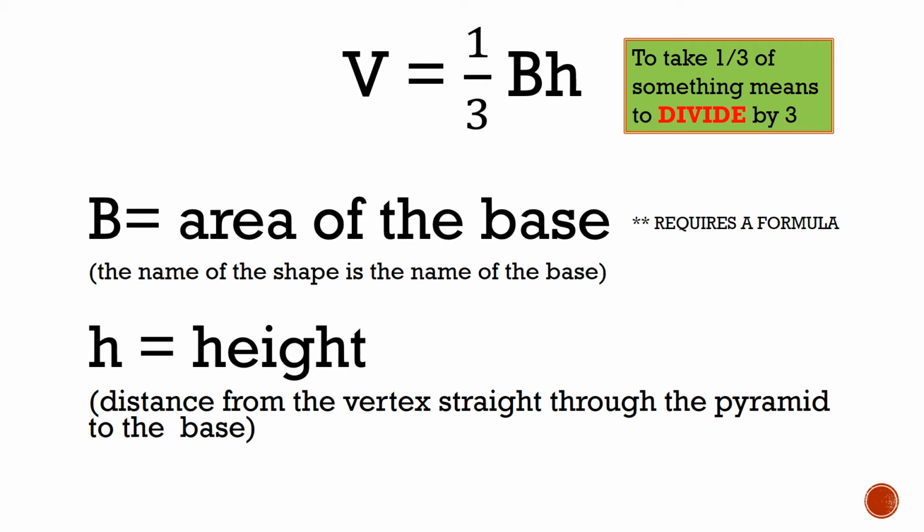Height is different. Because we only have a vertex on a pyramid, we only have one base. That means the height measures from the top of the pyramid to the very bottom, and we're going to go over what that looks like.